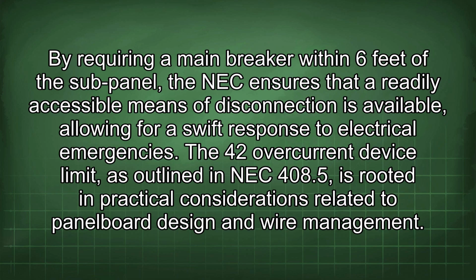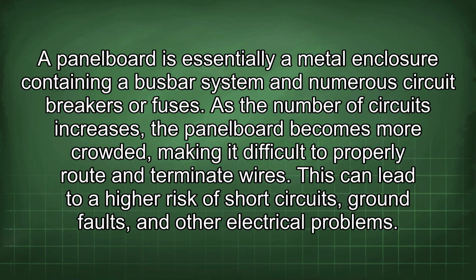The 42 overcurrent device limit, as outlined in NEC 408.5, is rooted in practical considerations related to panel board design and wire management. A panel board is essentially a metal enclosure containing a busbar system and numerous circuit breakers or fuses. As the number of circuits increases, the panel board becomes more crowded, making it difficult to properly route and terminate wires. This can lead to a higher risk of short circuits, ground faults, and other electrical problems.